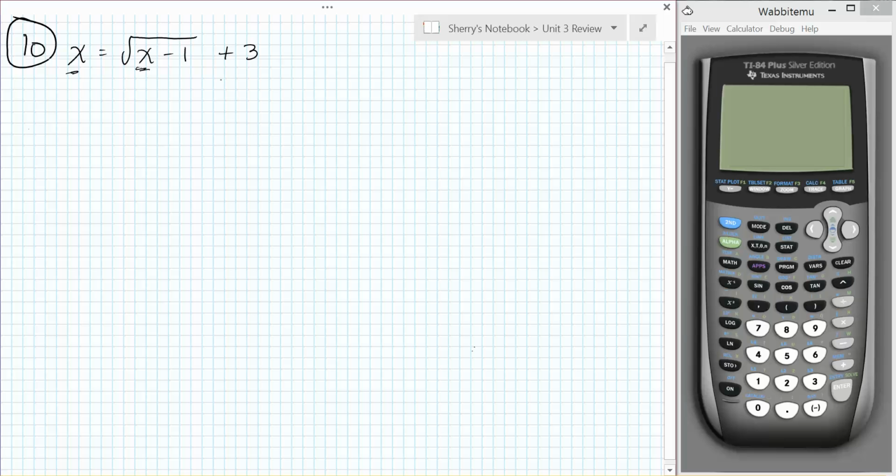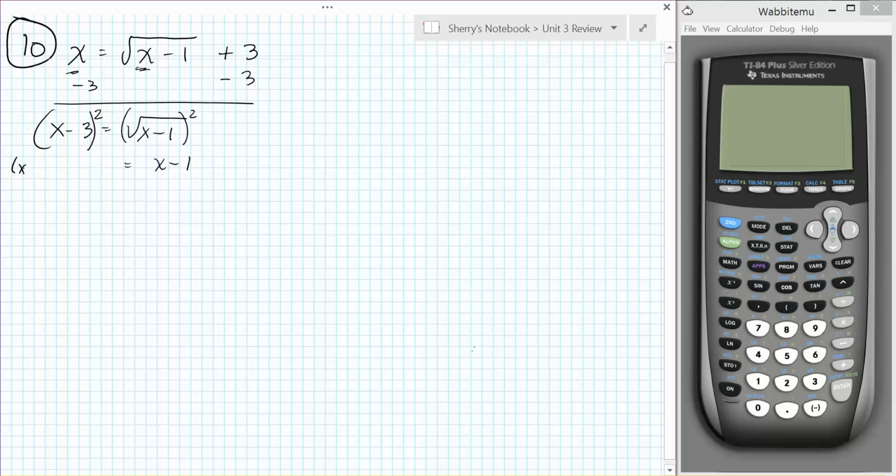So what we need to do first is get this x out of the square root before we can do anything. In order to do that, I'm going to subtract 3 from each side. That's going to get the radical by itself on the right-hand side of the equation. So I end up with the square root of x minus 1. At this point, I'm going to square both sides of the equation. The square and the square root will undo each other and leave me with just x minus 1, which is great. So that's going to get the x out of the square root.